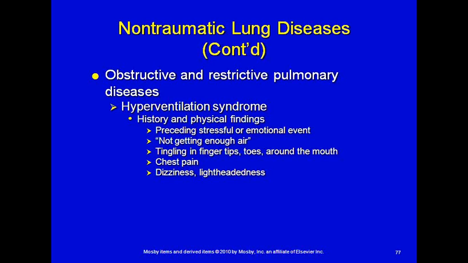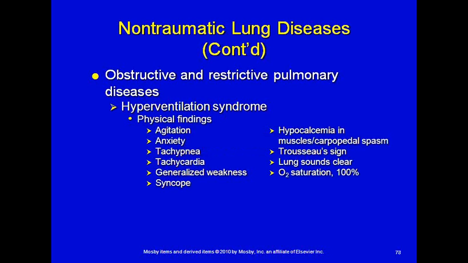Typically, hyperventilation syndrome is preceded by a stressful or an emotional event. People feel like they're suffocating, they're not getting enough air, and the longer they blow off that CO2 and the more respiratory alkalosis they produce, they develop a tingling in their fingertips and the toes and around the mouth. They may also develop some chest pain, dizziness, and lightheadedness, and of course all that feeds into yet even more anxiety.